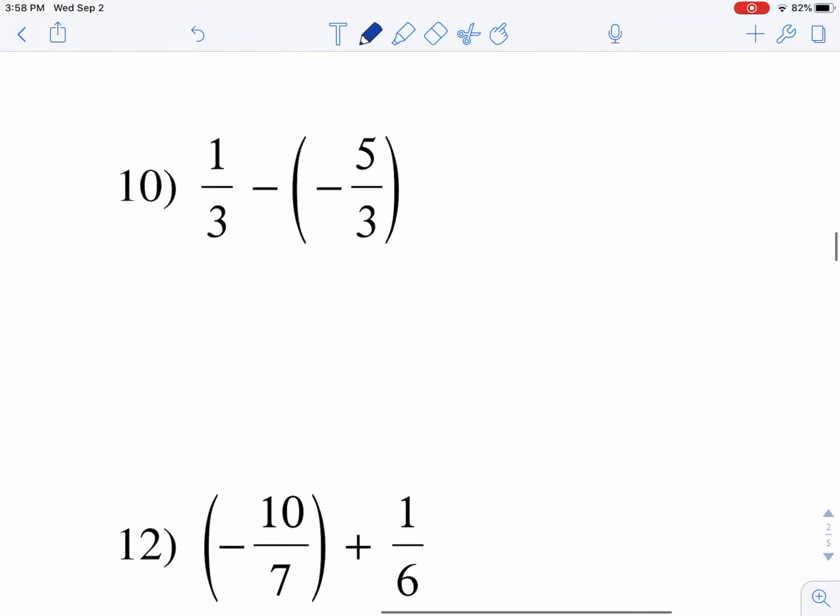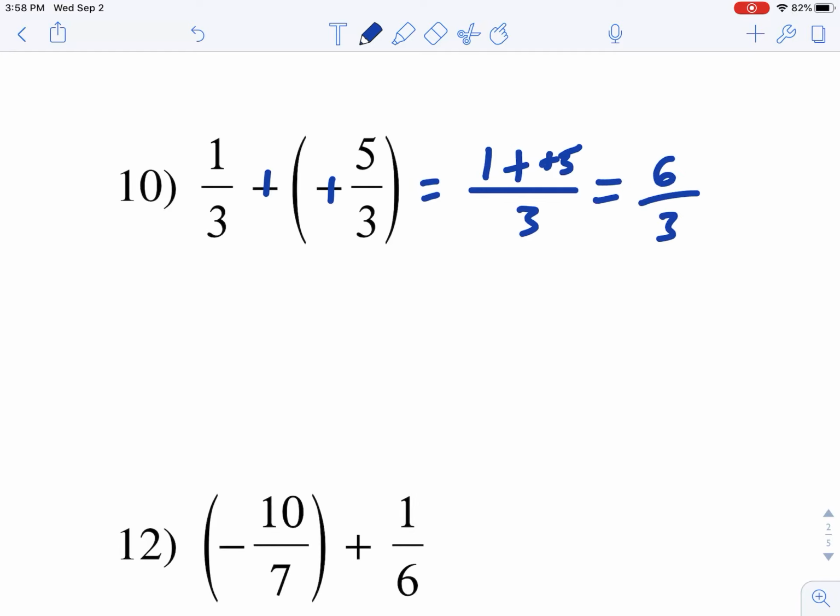Number 10, these also have the same denominator. But before I do anything, I see I have minus minus. So like I reviewed just a minute ago, that changes to plus a positive. So really it's 1/3 plus 5/3. So when you add, you keep the denominator the same. The top is just going to be 1 plus 5. I mean, okay, if you wanted to, you could write 1 plus positive 5 because that's the way it's written there, but most people wouldn't do something like that. 1 plus 5 is 6. And then 6/3, 6 divided by 3 is 2.